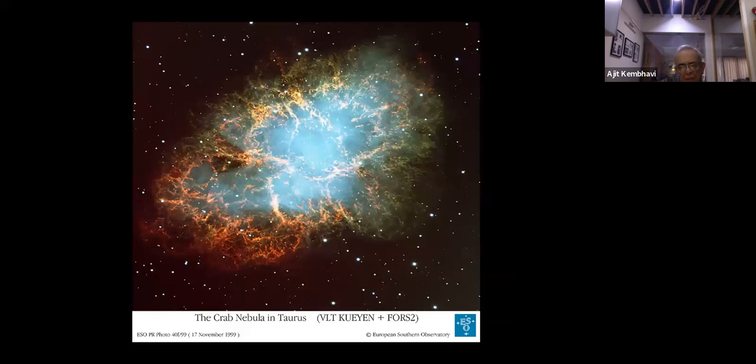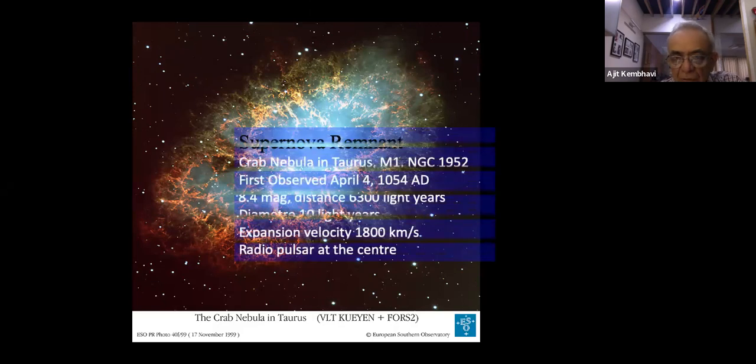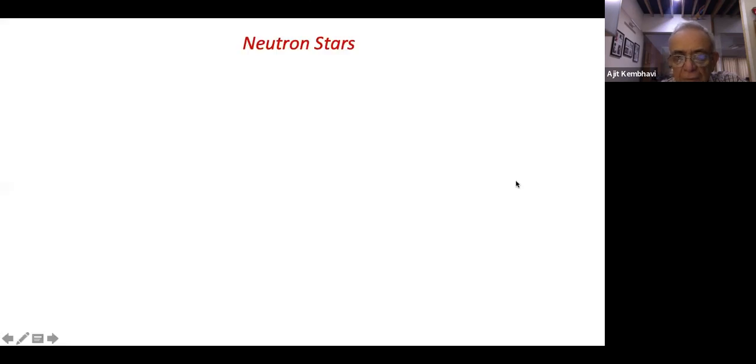So this is the famous Crab Nebula, of which you must have seen pictures many times before. The supernova occurred in 1054. We saw it occurring in 1054, but it occurred many years before that. Then it exploded, and you see this very beautiful picture, which is known as the supernova remnant. At the center, you have a neutron star, and the neutron star is a pulsar, which actually powers the supernova remnant.